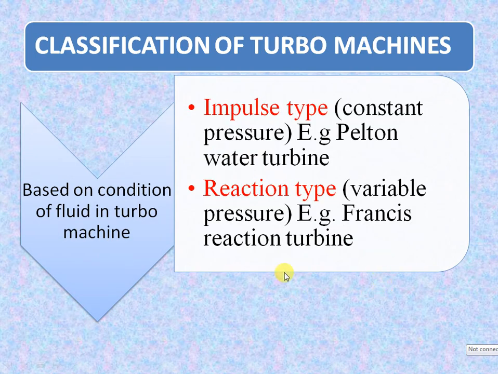The next classification criterion is based on the condition of fluid in a turbo machine. There are two subtypes: impulse type and reaction type. In impulse type, the pressure remains the same. The example is the Pelton water turbine. And in the reaction turbine, the pressure is variable. The pressure changes from inlet to outlet. So this type of arrangement is known as reaction type. And the examples are the Francis turbine, propeller, and Kaplan turbine.